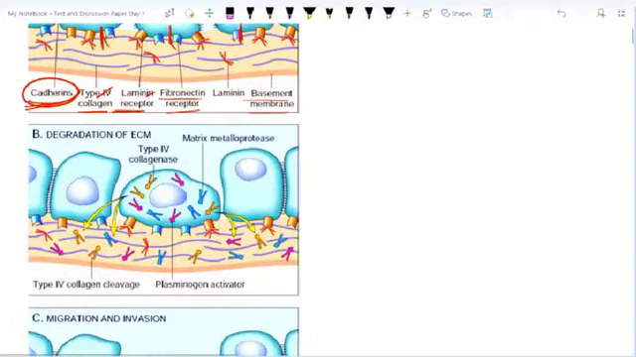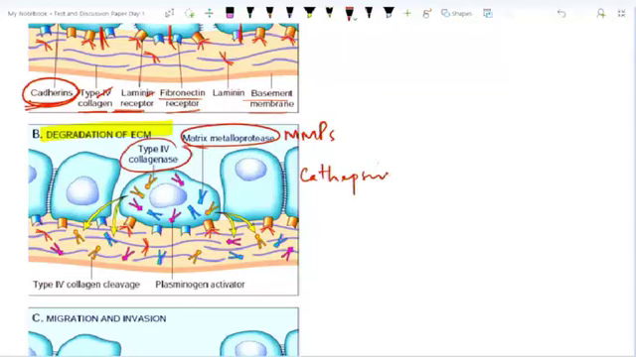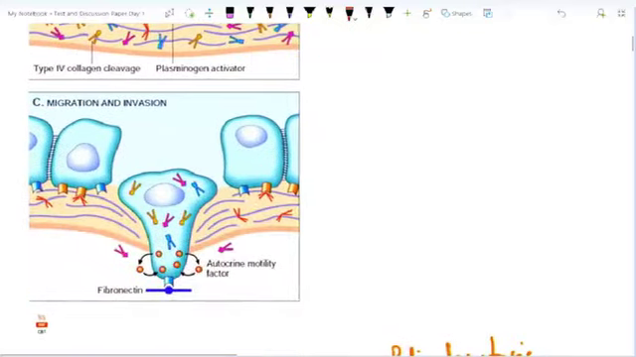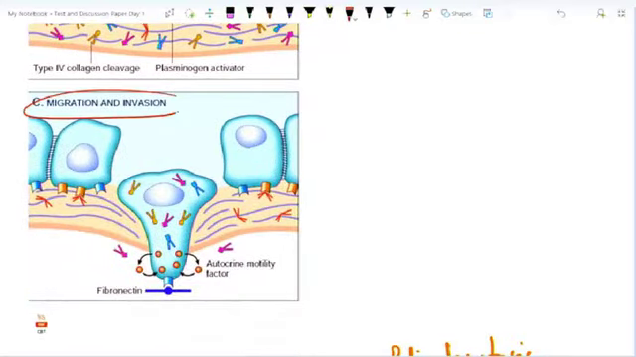The next step which is important is degradation of the ECM, the extracellular matrix, and this is where your MMPs, your type 4 collagenase, your cathepsin and plasminogen activator, all of these come into play. They break down the matrix. And finally, there is migration and invasion.